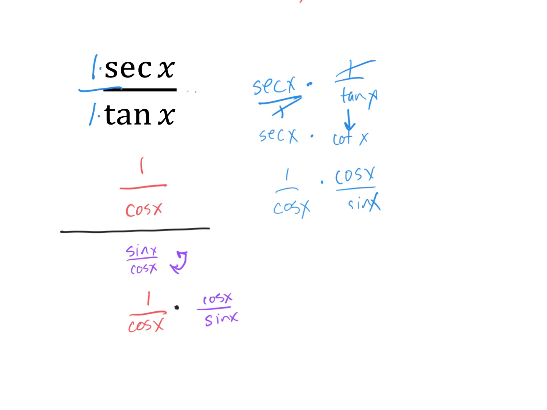Either way, now that we've gotten to this step with both approaches, do we see anything else we can do? Cancel out the cosines? I have a 1 on top and a sine on the bottom. And I would appreciate it if you guys put that as cosecant x. But if you left it as 1 over sine, you're getting 99% of the way there.